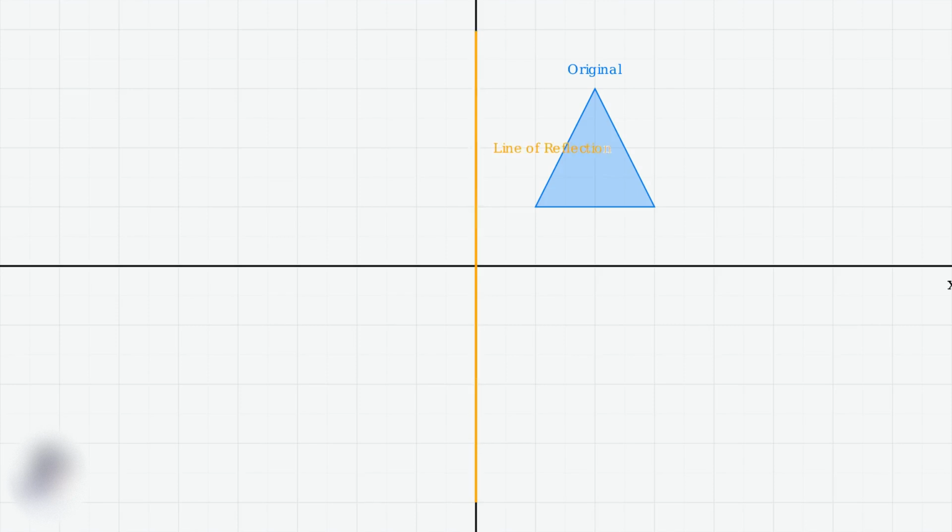The line of reflection acts like a mirror. When we reflect our triangle over the y-axis, each point moves to the opposite side of the line, maintaining the same distance from the line of reflection. Notice how the reflected image is congruent to the original, same size and shape, but its orientation has changed. This is a key property of reflections.